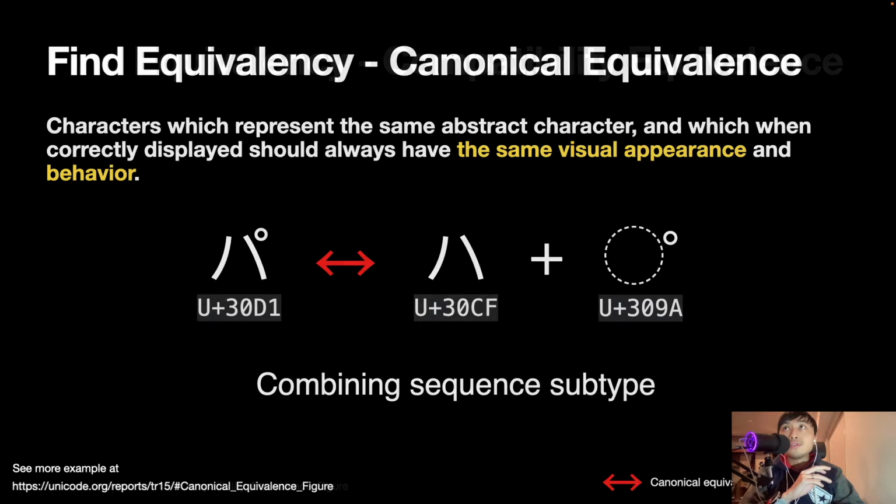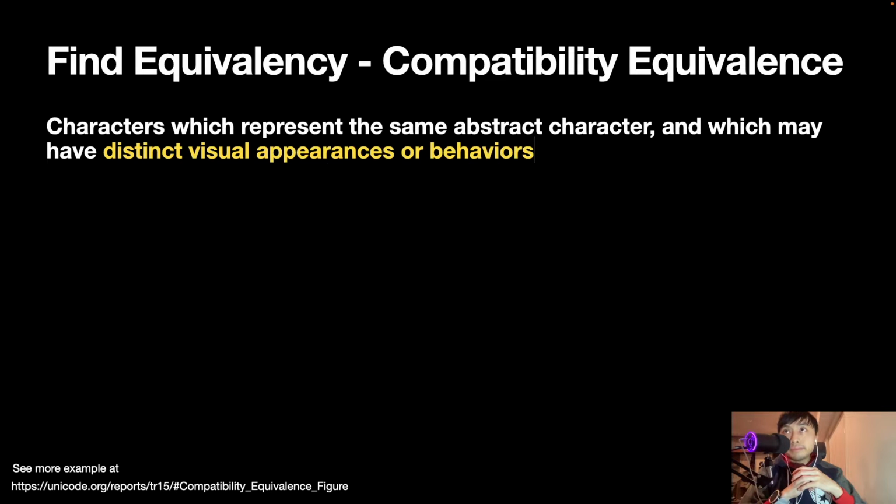Next, we are going to check compatibility equivalence. So basically, it's kind of the opposite of the previous one, which is characters which represent the same abstract characters and which may have, this is the keyword, distinct visual appearance or behavior. So the appearance will be kind of different, right? So this is the example.